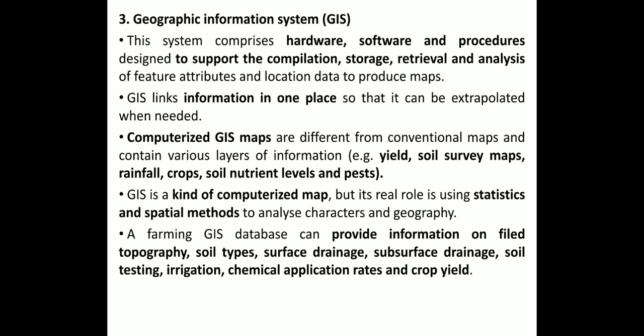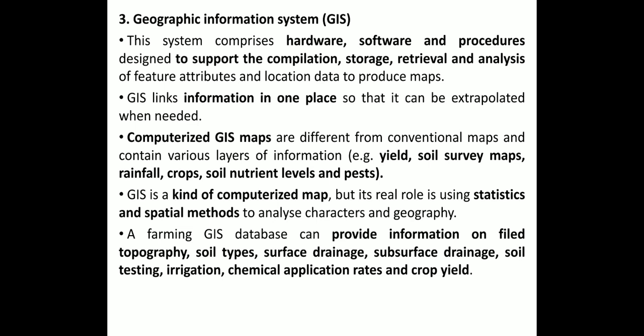GIS is a kind of computerized map, but its real role is the statistical and spatial methods used for graphing, used for geography and character analysis. And the farmer's GIS database can provide information on field topography, soil types, surface drainage, subsurface drainage, soil testing, irrigation, chemical application rate, and crop yield.